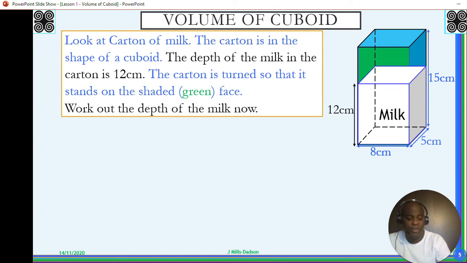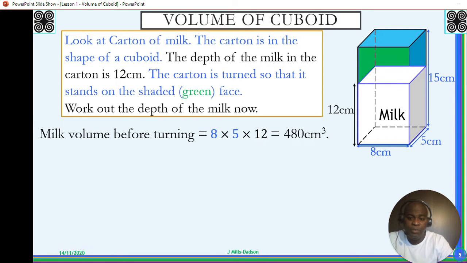So we find the volume. Milk volume is 480 cm cube. That is before the carton is turned. The volume of the milk is 480 cm cube. I just multiply length, width times height. I didn't use 15 because 15 is the original height of the carton. I'm only talking about the milk. That's why I replaced that with 12.